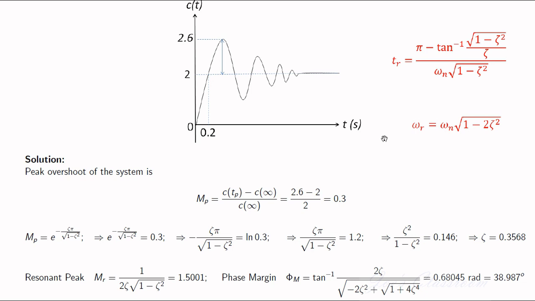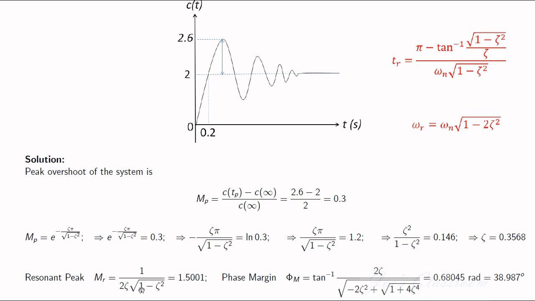So this completes the second problem. In the second problem, we could understand how we can get the frequency domain specifications from the time domain specifications. In the same way, we can go from the frequency domain to the time domain also. In that case, probably you should start with the resonant peak, because resonant peak also depends only on zeta.